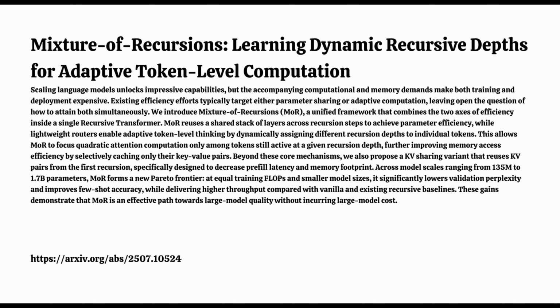Now, you mentioned memory savings too with the key value cache. How does MoR handle that? Right, the KV caching strategies are key. The main one is called recursion-wise KV caching. This directly links to the routing. It only caches the key value pairs for those tokens that are actually routed to a given recursion step. So if a token stops processing after step 2, its KV info isn't kept around for step 3.